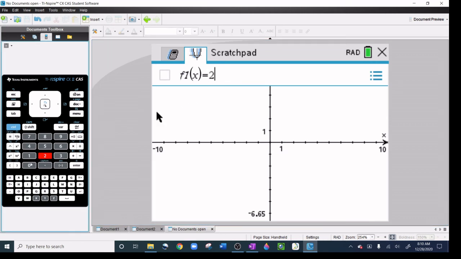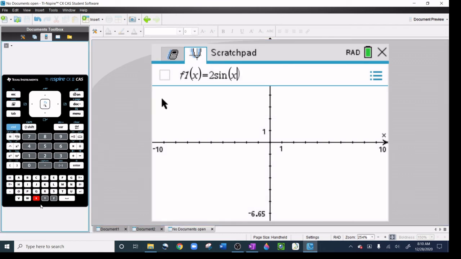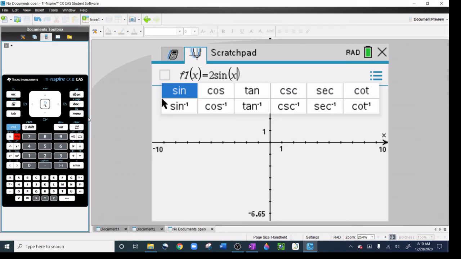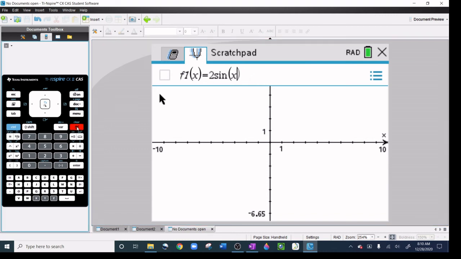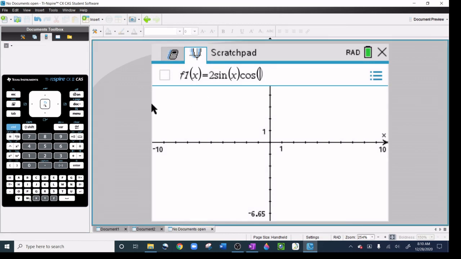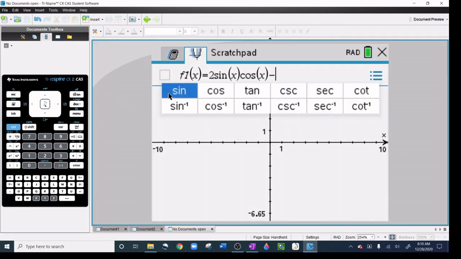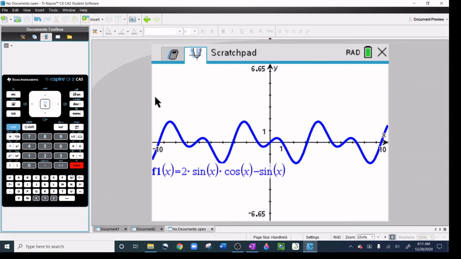I got 2, a trig, I pick sine x, and I got cosine x. That's not supposed to be here. Let's delete that. Move the cursor, and now I can do cosine x. Then I have minus sine x, minus trig, and that's sine, and this is x, and enter. And also, I don't need this whole thing.